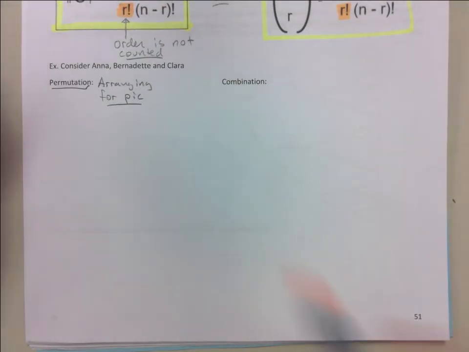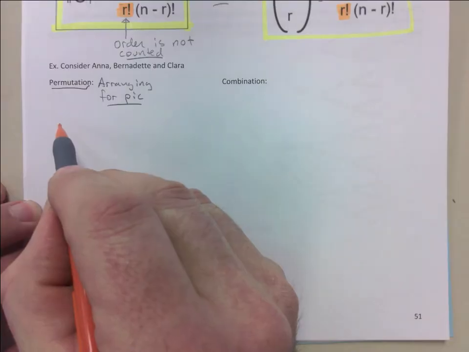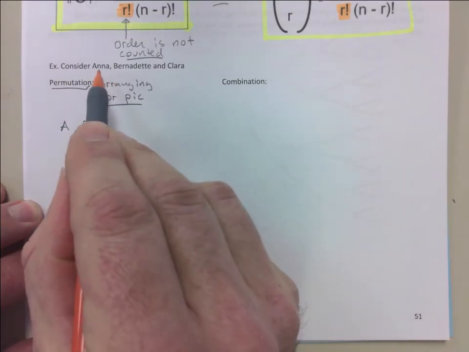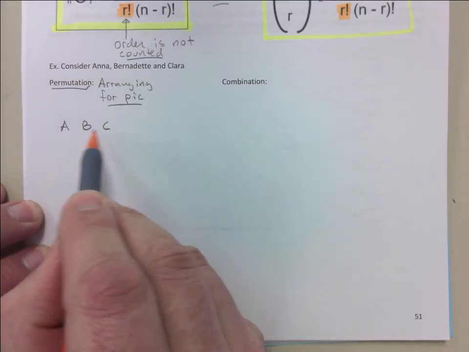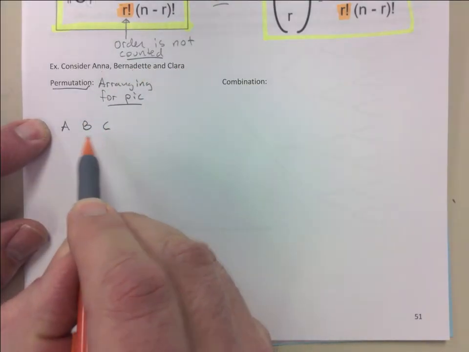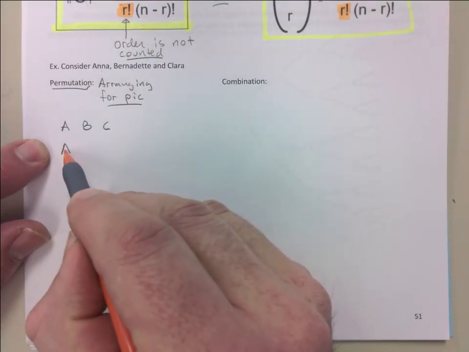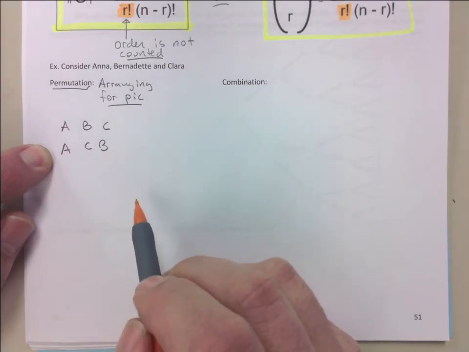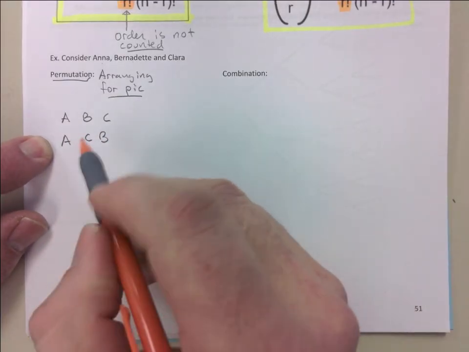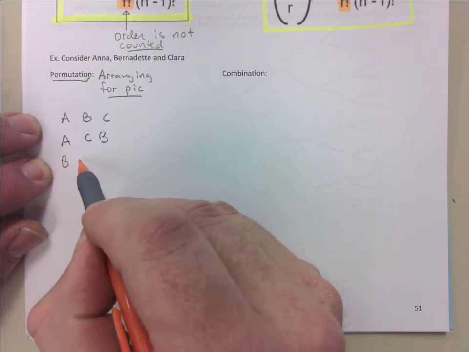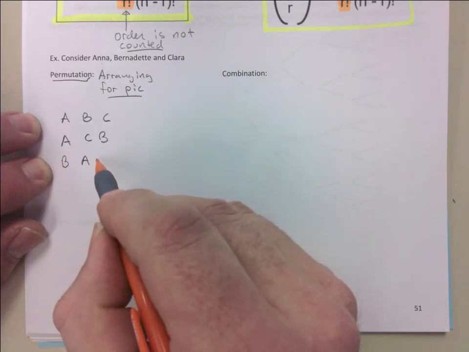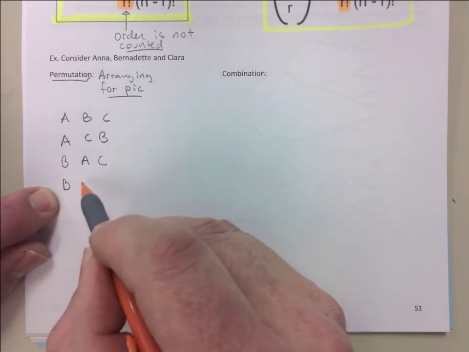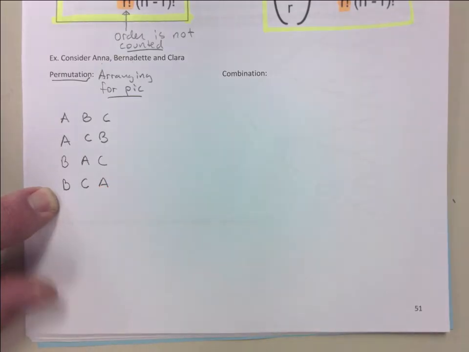The order would matter. So if we have A, B, C, let's say, we have Anna, Bernadette, and Clara standing like this. That would be one permutation, one arrangement. We could have these swapped, right? C, B. We could have Bernadette at the front, and then we have Anna and Clara like this. Or we could have Bernadette at first, and then Clara and Anna like that.